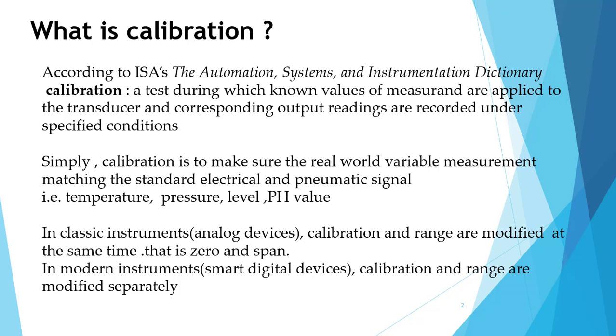But in modern instrumentation, smart digital devices, calibration and range are modified separately. That means if you do calibration, just do calibration. If you change the range of something, you do it separately. Okay.